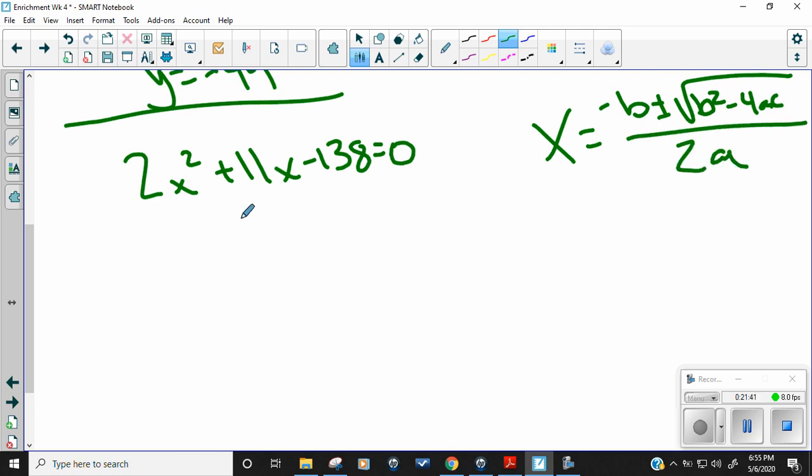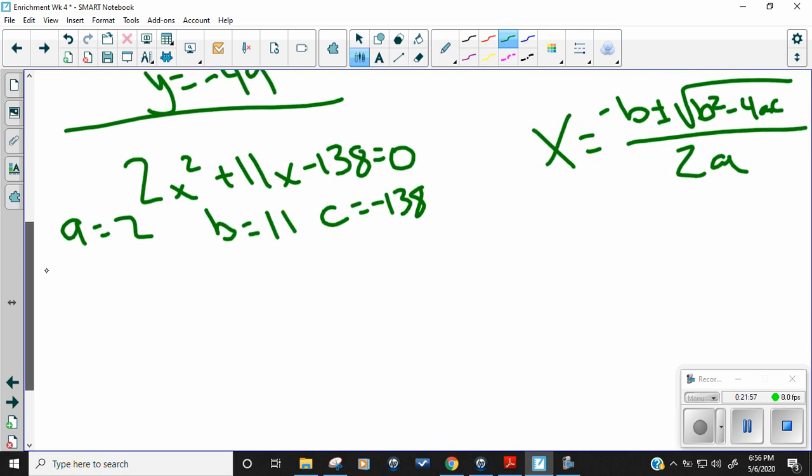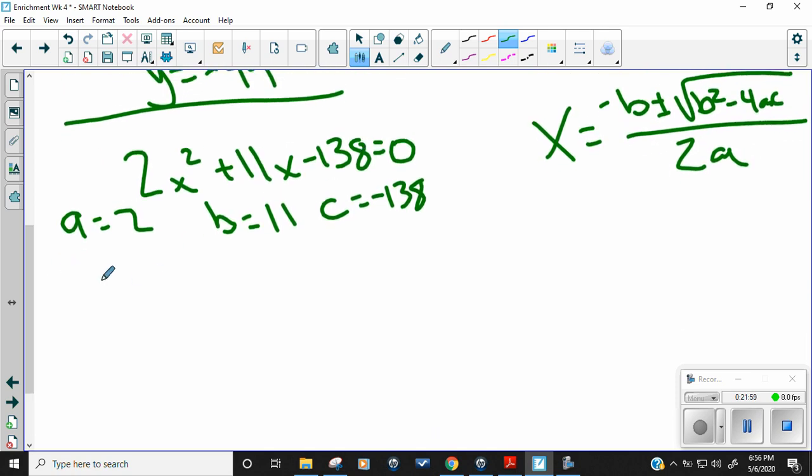Okay, so a is 2, b is 11. I'm glad this b is a positive, finally. And c is negative 138. Now, that's your y-intercept, because when x is 0, y is negative 138. Oh, I can't scroll down anymore. Okay, so the y-intercept, negative 138, is very far on the y-axis. It does open upwards because a is 2.